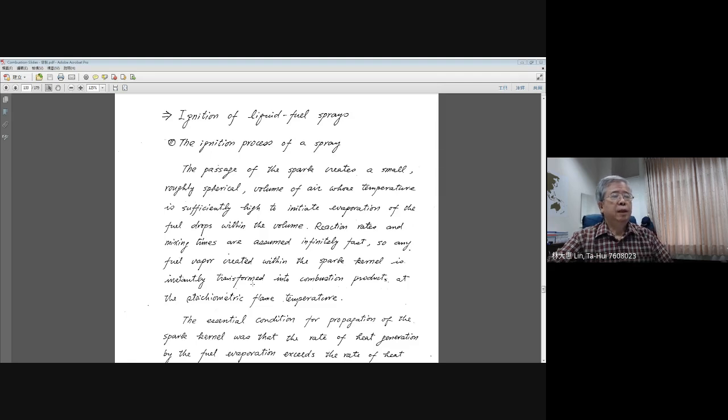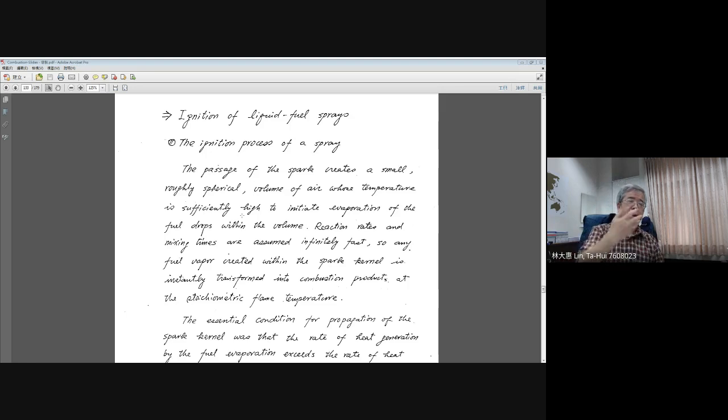Let's go for the final section for spray combustion. Here, we are dealing with the ignition of liquid fuel sprays. I hope you remember we talked about the ignition for the premixtures, and we understand those kinds of ignition characteristics can be described by the so-called quenching distance or minimal ignition energy you may have from your spark, right?